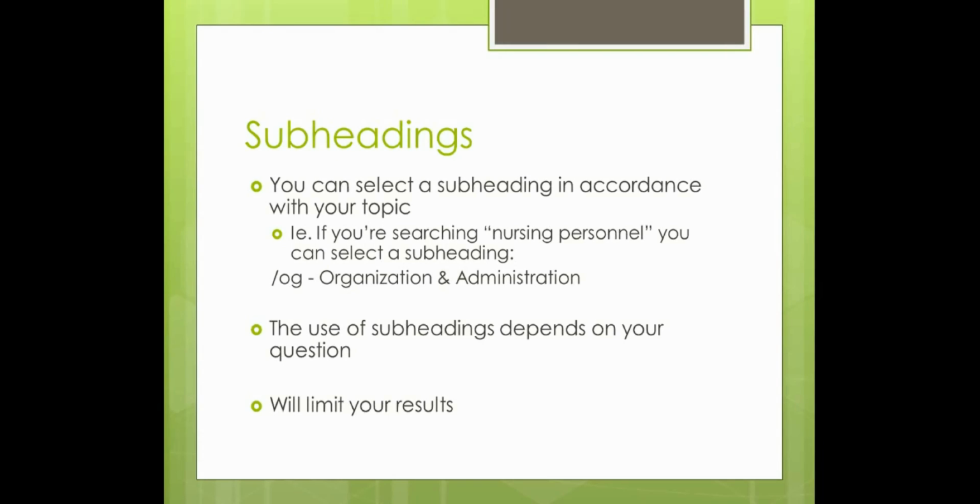On the next page, you'll have the option to apply a subheading to your term, which restricts the results to a narrower topic area. The use of subheadings depends on your topic. For example, if you search for nursing personnel in the hopes of learning more about organizational change and practice, you could select the subheading to obtain papers only on organization and administration. Just remember that this action will limit the amount of results that you get back.